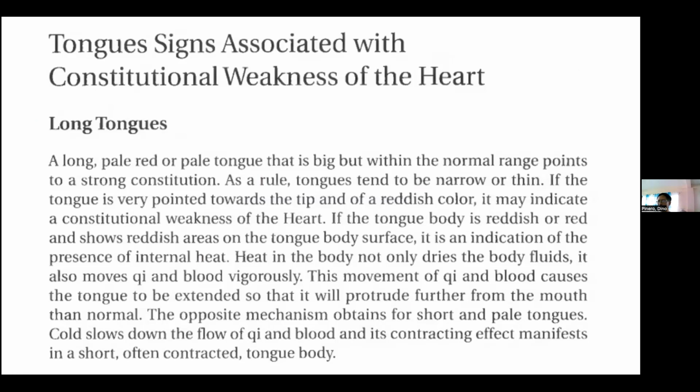Heat in the body not only dries the body fluids, it also moves qi and blood vigorously. This movement of qi and blood causes the tongue to be extended so that it will protrude farther from the mouth than normal. The opposite mechanism obtains for short and pale tongues. Cold slows down the flow of qi and blood and its contracting effect manifests in a short, contracted tongue body.